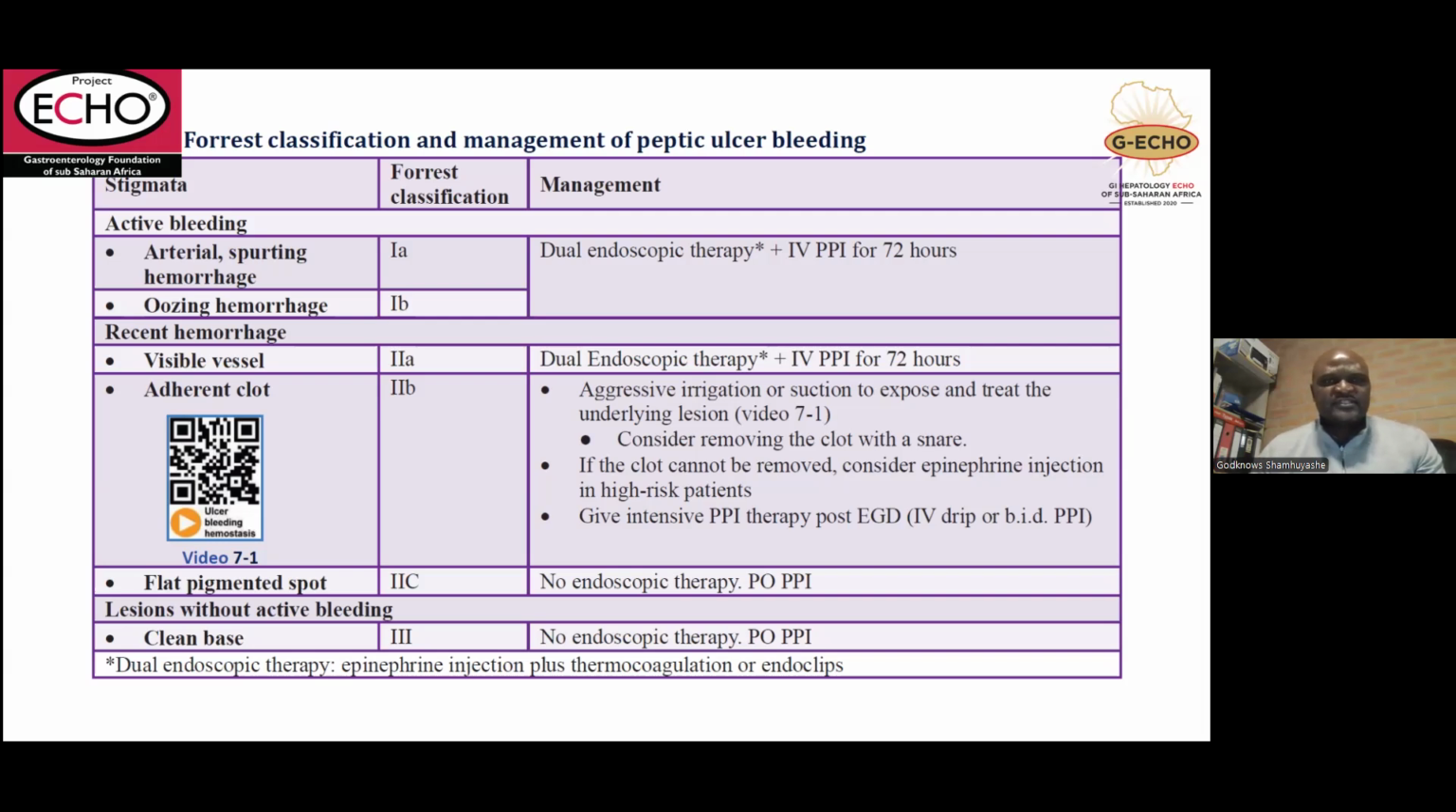The patients who have an adherent clot, that's your Forrest 2B, it's kind of a gray area where you can either leave it, and it is advised that you can leave it if you are not that comfortable with what you are going to see, or if you are not that experienced.